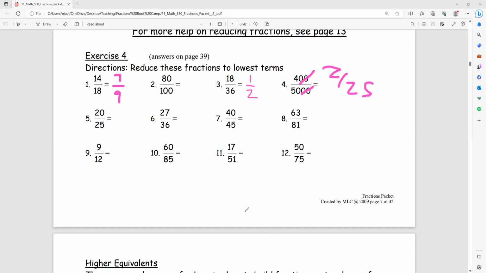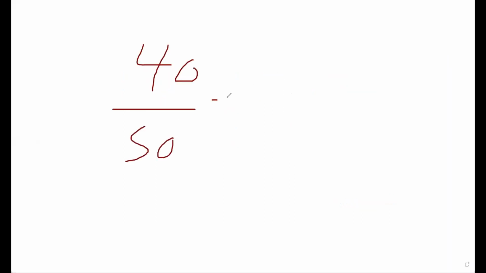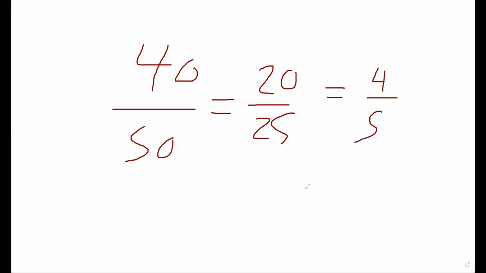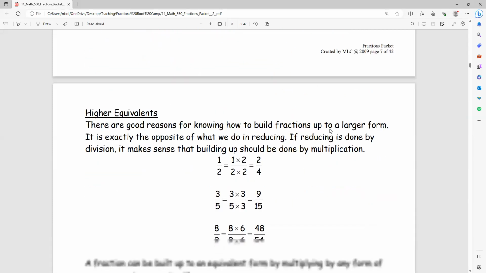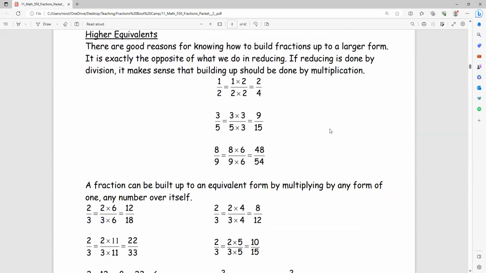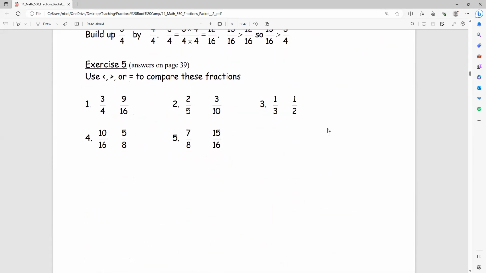Even if you do not get the GCF right away, for example, let's say I have 40 over 50. And I don't know what the GCF is, so I just divide by 2. And I get 20 over 25. And I'm like, oh, this could be simplified further. I divide by 5. You could just keep going until you can't go anymore. So you don't have to find the GCF right away. That's just a trick, but it is great to find the GCF because then you don't have to keep doing more and more steps.